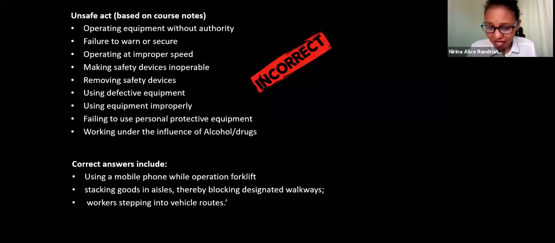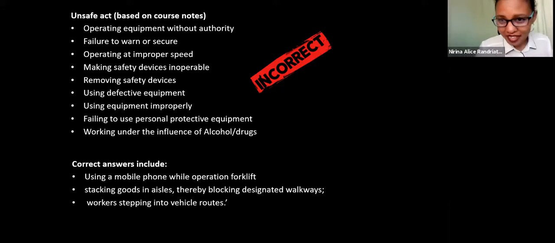So where did I take this answer? I took this from the scenario. Because in the scenario, it was mentioned that the operator was using a mobile phone while operating the forklift and so on. Okay? So based on the scenario only means you really need to get your answer from the scenario. Maybe you can do some research in order for you to understand some terms, but at the end of the day, the answer must be based on the scenario.